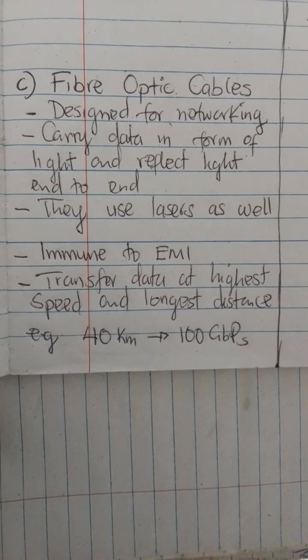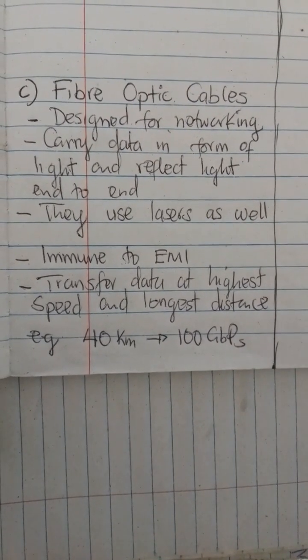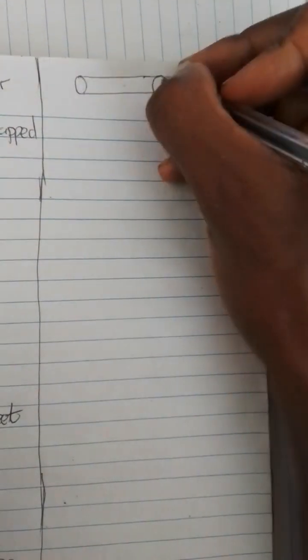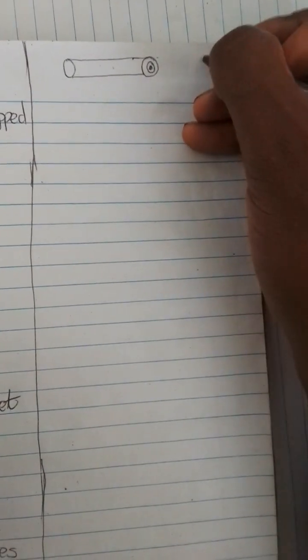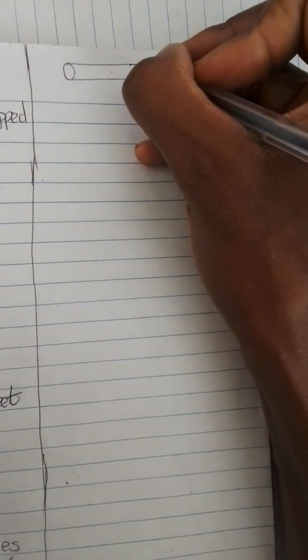So let's look at the design of a fiber optic cable in detail. The design will look like this. This is the cable, and this is the other end of the cable. The first thing it will have is a core at the center. Then it's going to have a buffer around it, and from the buffer, a cladding, and a jacket.